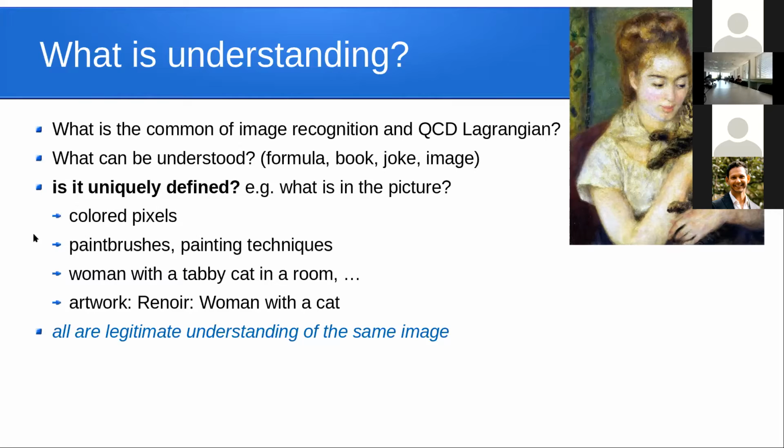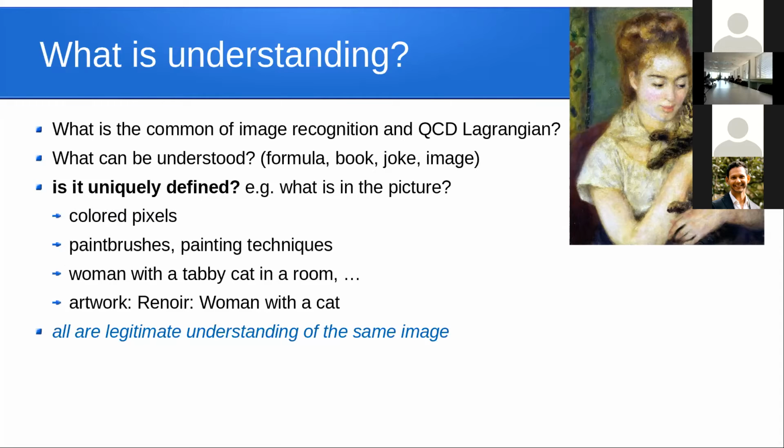So the message is that we can use these, and these are all legitimate understandings of the same image. Nothing is better than the other. For a computer scientist who deals with storing the image, colored pixels are the most important ones. As a human observer, these human notions are the most important. But the main message is that these are equally good. These describe the image equally well.